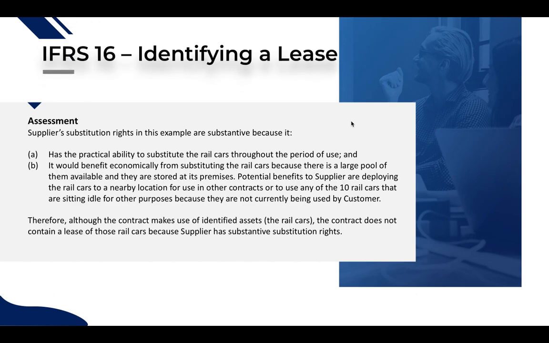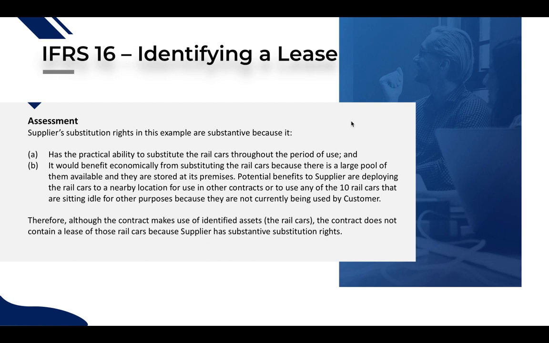So, looking into the assessment, supplier's substitution rights in this example are substantive because, number one, supplier has the practical ability to substitute the rail cars throughout the period of use. And second, it would benefit economically from substituting the rail cars because there is a large pool of them available and they are stored at its premises.